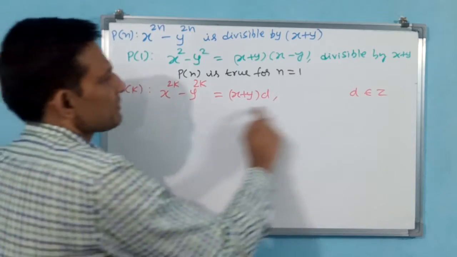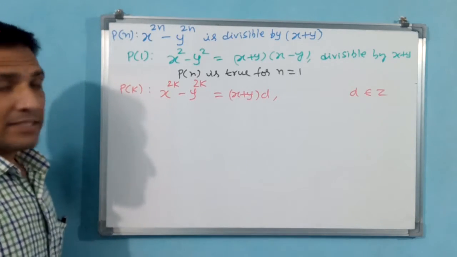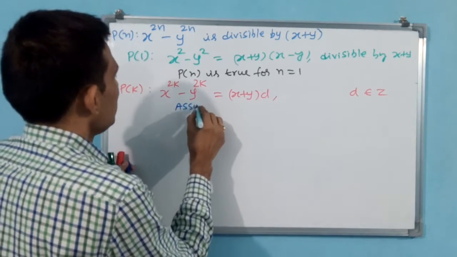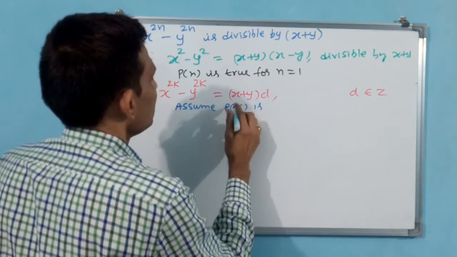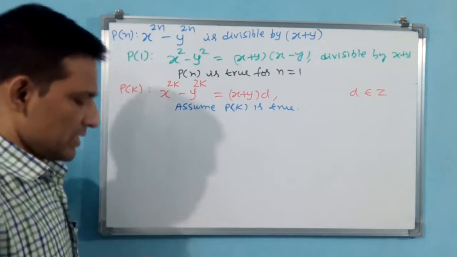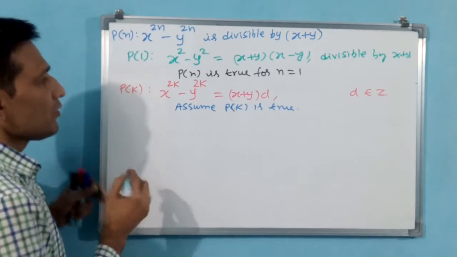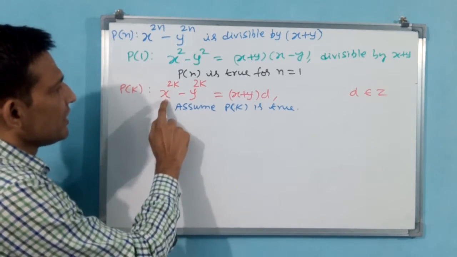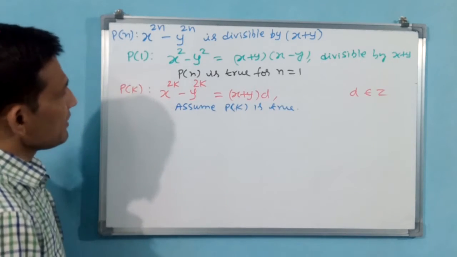Okay. Now x plus y into d. This step we know very well. What do you have to write? Assume P of k is true. Write it down. Is it okay? Yes, definitely okay. Now you write P of k plus 1. No, now don't write P of k plus 1. Wait. Why? Because here you have to change this statement. Now you find x, you send this y that side. That is very important.